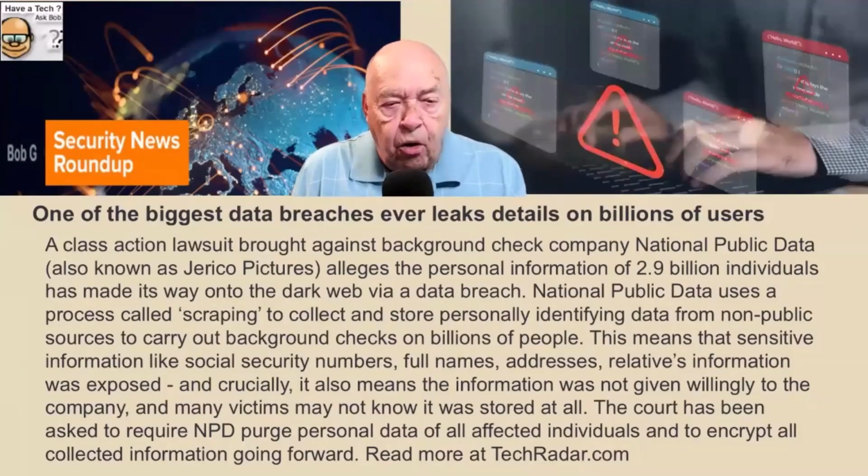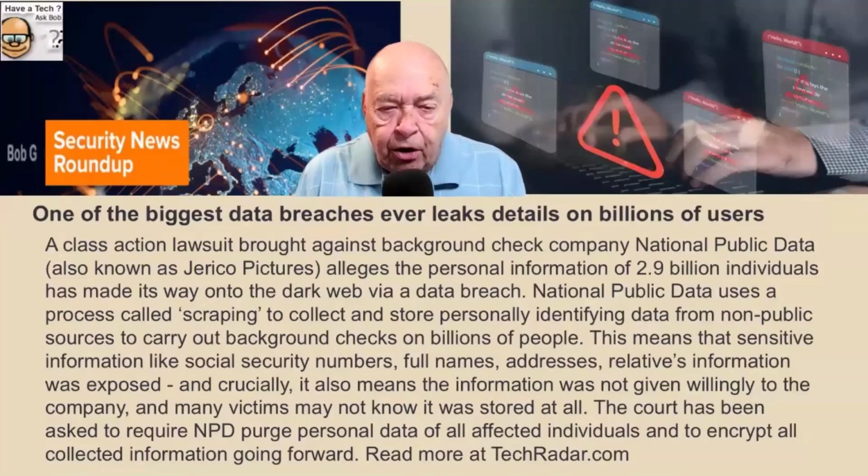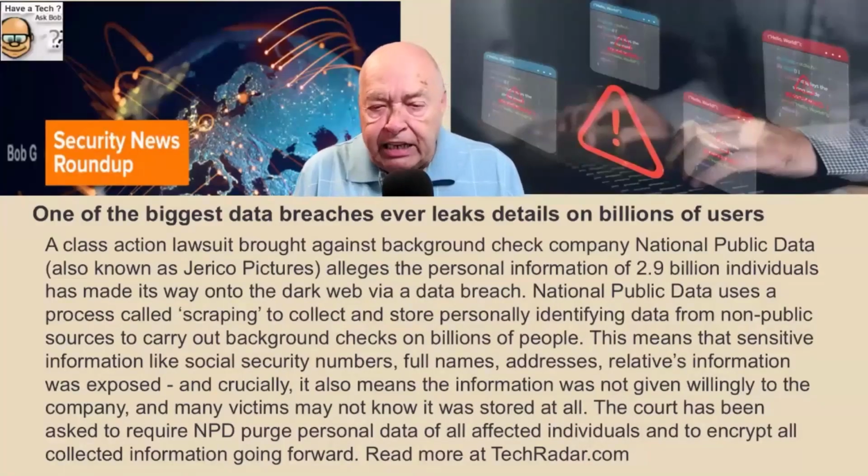One of the biggest data breaches ever leaks details of billions of users. A class action lawsuit brought against background check company National Public Data, also known as Jericho Pictures, alleges the personal information of 2.9 billion individuals has made its way into the dark web via a data breach. National Public Data uses a process called scraping to collect and store personally identifiable data from non-public sources to carry out background checks on billions of people.